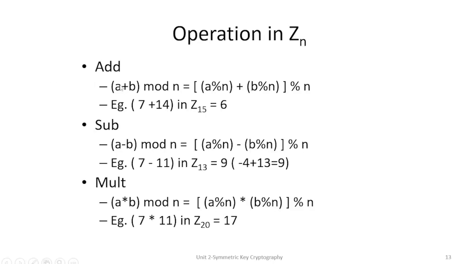And operations means we can do modulus operation with addition, subtraction, multiplication. The formula is a plus b mod n can be rewritten as a mod n plus b mod n, whole mod n. That is also possible. So 7 plus 14 in Z15. 7 plus 14 means 21. 21 mod 15 is 6. The same thing for subtraction. 7 minus 11 is minus 4. Minus 4 is not in Z13, so minus 4 plus 13 is 9. So the answer is 9. In this way, we can do multiplication also.